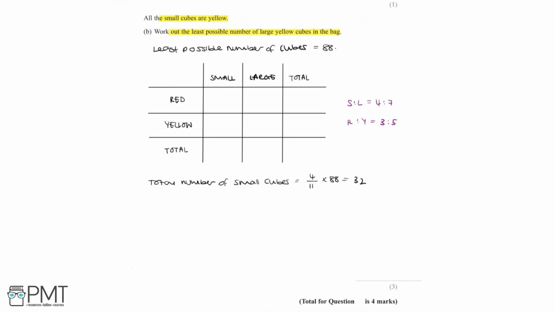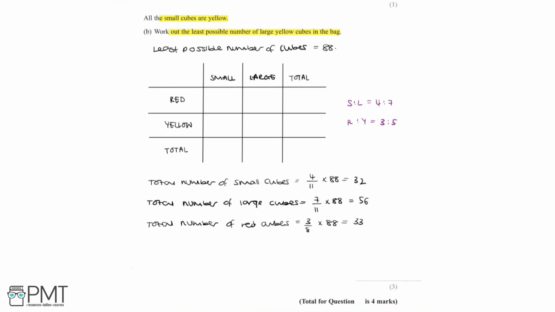Now we can apply the same principle to the number of large cubes. We can say that 7 out of 11 of the total number of cubes in the bag is the number of large cubes, and so the number of large cubes would be 7/11 multiplied by 88, leaving us with an answer of 56. Now looking at the ratio of the number of red cubes to the number of yellow cubes, well 3 plus 5 is 8, and so we can say that 3 out of 8 of the total number of cubes would be equal to the number of red cubes, and so the number of red cubes would be 3/8 multiplied by 88, giving us an answer of 33. And finally, we can say that the total number of yellow cubes is equal to 5/8 multiplied by 88, giving us an answer of 55.